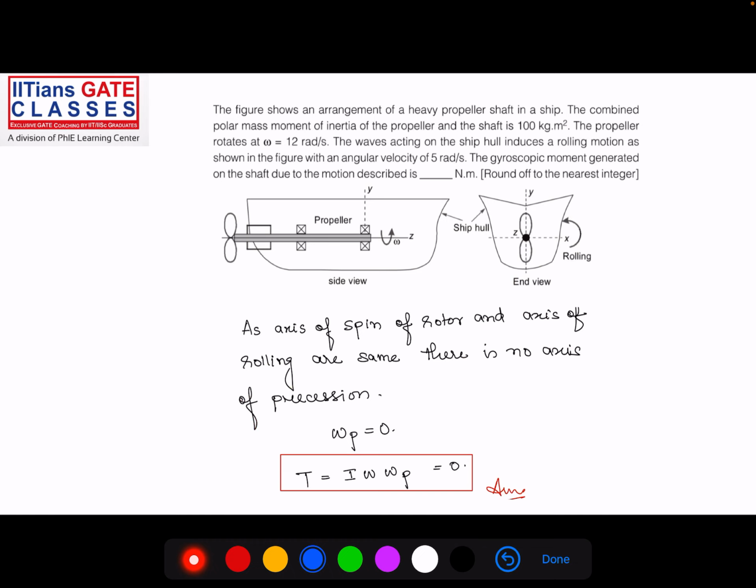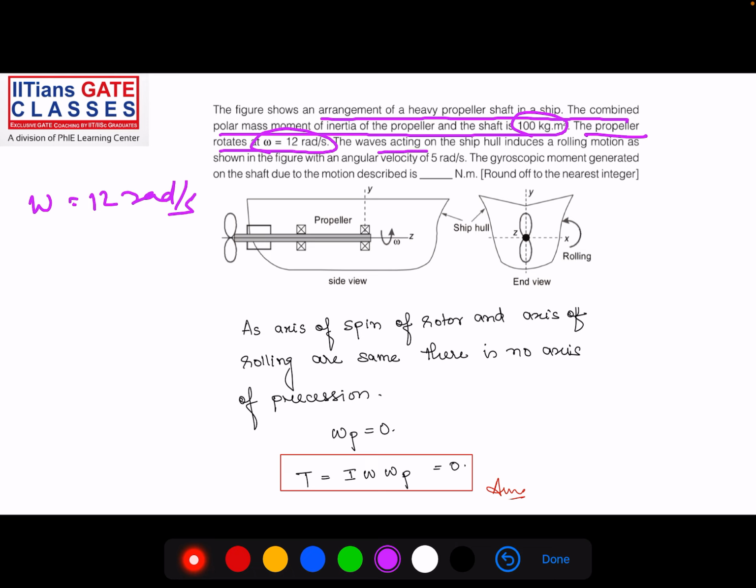This question is from gyroscope. Very simple question, very nice question. The figure shows an arrangement of heavy propeller shaft in a ship. The combined polar mass moment of inertia of the propeller and the shaft, I, is given. The propeller rotates at omega is equal to 12 radian per second. Omega is given, right?